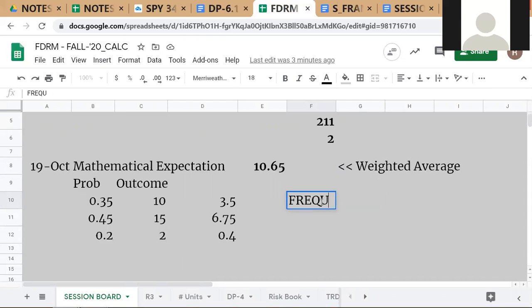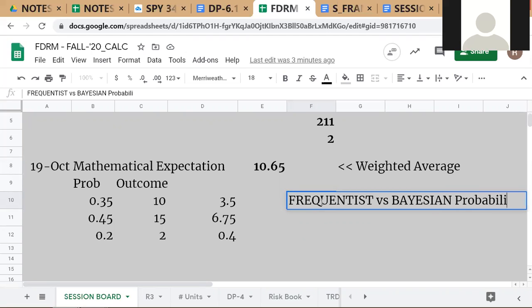Have you guys done Bayes theorem? Probability? Did you do Bayes theorem? Conditional probability? No? Yes, sir, done it. Okay. So this is the term that you should be aware of. We either talk about a frequentist probability approach or a Bayesian probability approach.